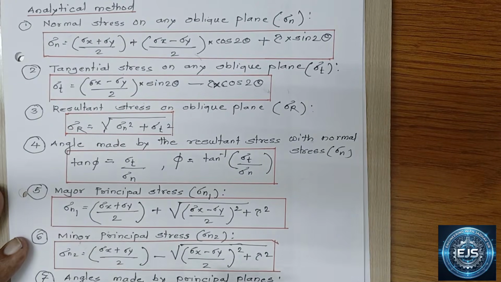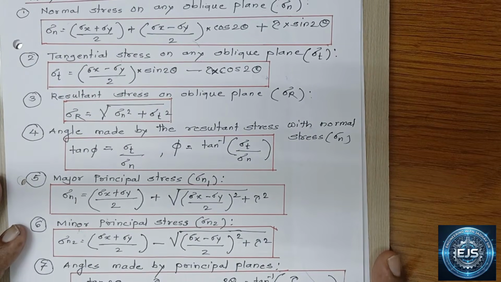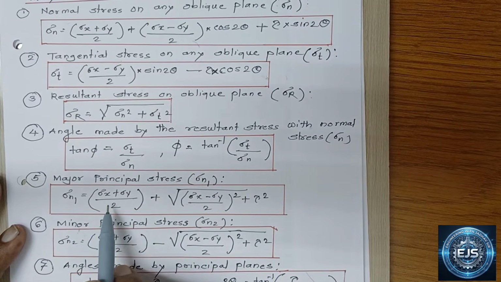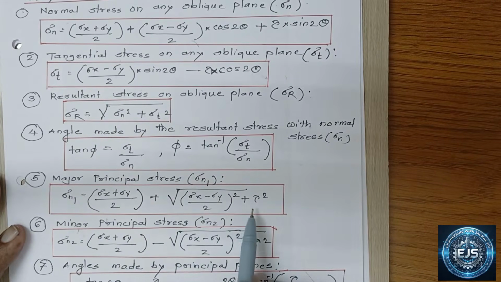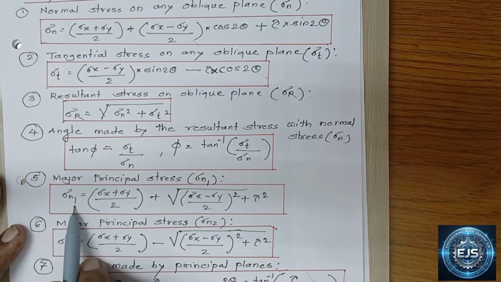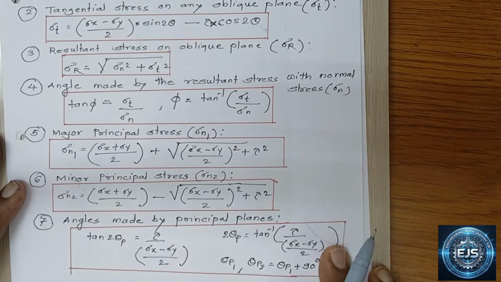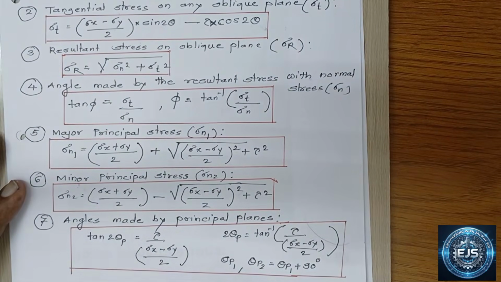Now, next we have to see the major principal stress developed in such a combined stress system. So sigma n1 is the major principal stress, and it is calculated by the formula sigma x plus sigma y by 2 plus root of sigma x minus sigma y by 2 square plus tau square. So sigma n1 is also called the maximum normal stress or major principal stress.